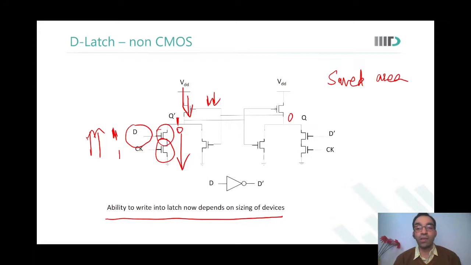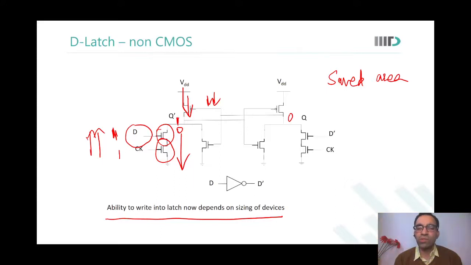But the area gains are humongous. You see, instead of 14T, you reduced 4 transistors from there. Humongous area gains, so you want to maintain that. Now that we are here, let's look at what else we can do to save area.